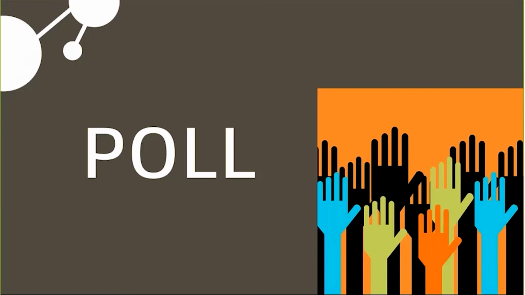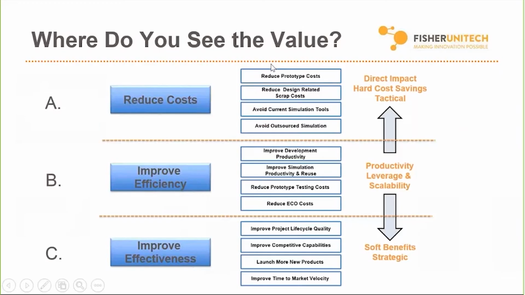So a quick poll before we wrap things up today. I think we're right around a half hour. I would like to see from your perspectives, where do you see simulation value? So we have A, cost reductions, so reduction in prototype costs, avoiding simulation costs. Those are the hard savings. We have improving efficiencies, so fewer change orders, reducing the testing costs associated with doing prototypes. And then we've got the soft benefits, improving effectiveness, getting to market faster, trying out more ideas with less risk, differentiating and innovating. So we have A, B, or C. So for those of you that I haven't lost yet, I will open up the poll.